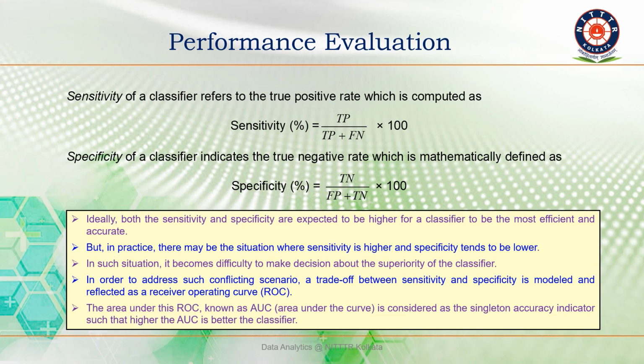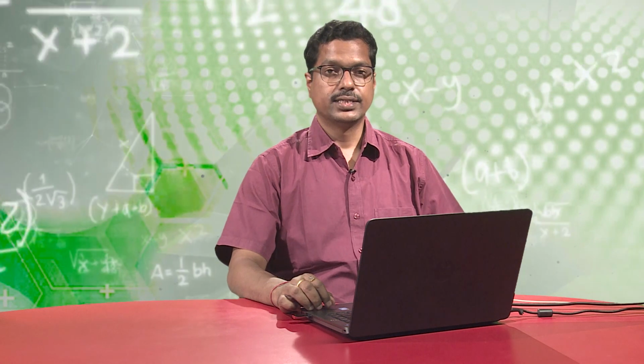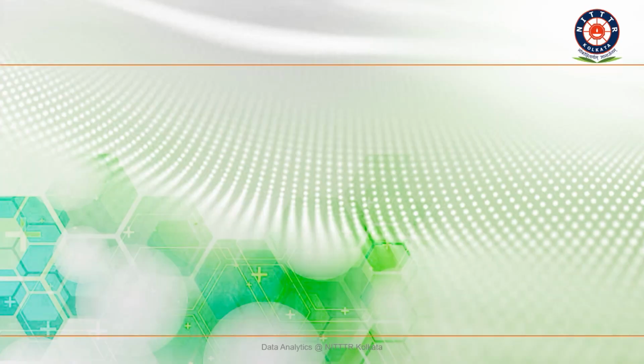In view of this, the ROC, that is the receiver operating characteristic curve, has been introduced to balance the trade-off between sensitivity and specificity, and finally generates a combined score based on which a decision can be taken as to which classifier is the best. In this section, we are going to show you a few case studies.